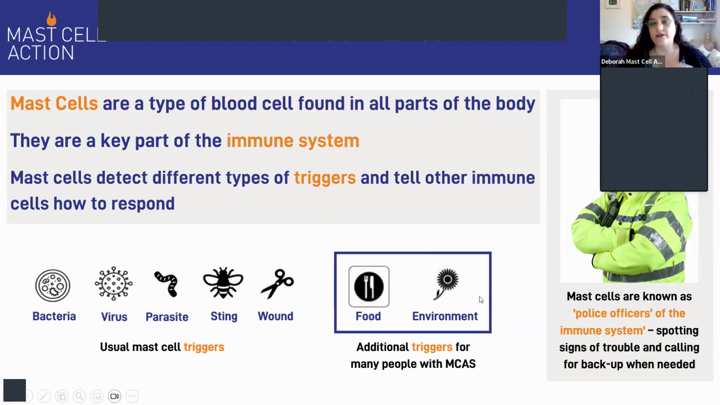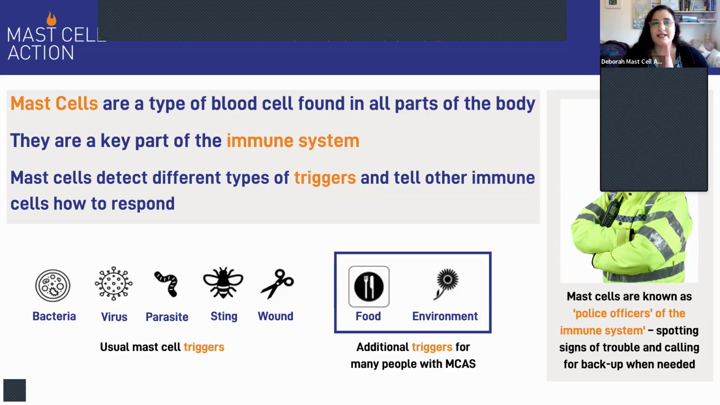So mast cells, they're a type of white blood cell. They're part of the immune system and they're found in all parts of the body, which is why the symptoms are systemic, because they're in our eyes, they're in our brain, in our heart, in the linings of our mouth and our genitourinary system and our bowel and our gut, our skin, everywhere.